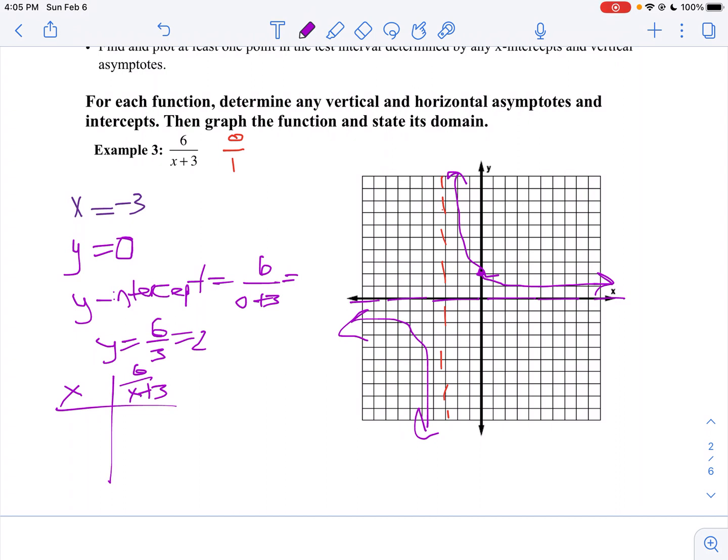So now let's pick a number, either to the left or to the right of my y-intercept. Really, what you want to do is pick numbers to the left and to the right of your vertical asymptote so you get an idea of where the graph is. So I know I've got a vertical asymptote going through -3, so let's pick -4. If I put -4 in for x, I get 6 over -4 plus 3. Well, that's 6 over -1, so I'm at -6. So when I'm to the left, 1, 2, 3, 4, I'm down at -6, 1, 2, 3, 4, 5, 6. And you can see that's the direction my graph is going.